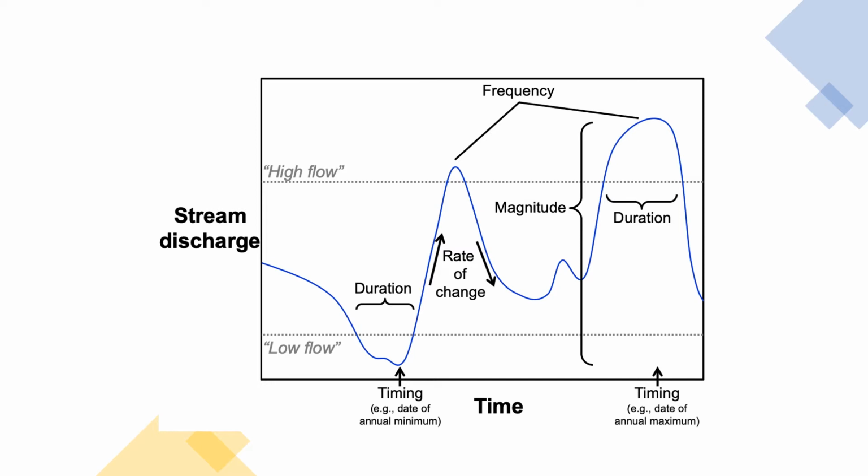We've got timing, which is on the x-axis, and that's just when certain water conditions occur, and that's generally associated with a date and is often used to describe when we see minimums or maximums. And then we've got rate of change in the middle, which is flashiness or a measure of abruptness. It really is how often we see the hydrograph change direction. So, we're going to be looking at stream discharge over time throughout this study, and these 5 dimensions of flow are going to be critical for the rest of this presentation.